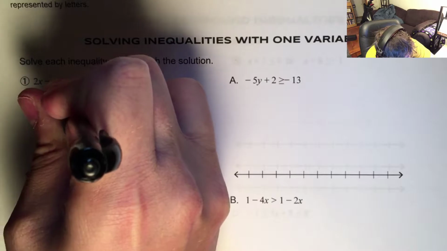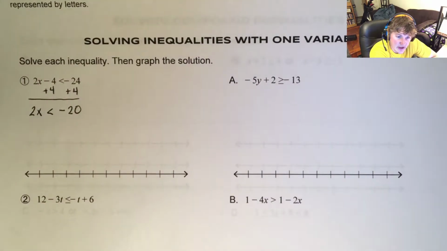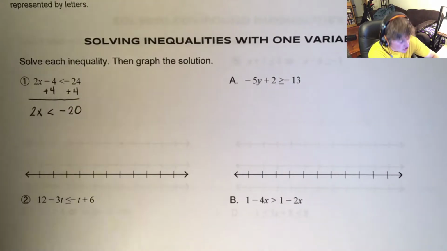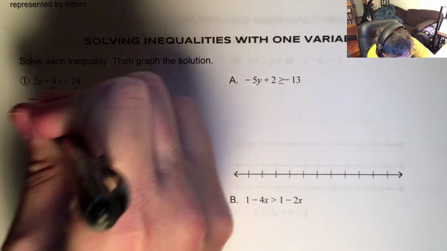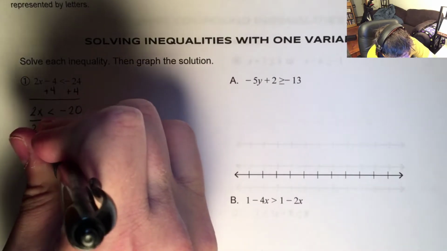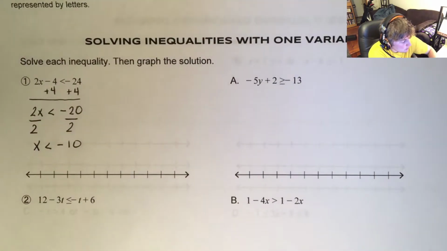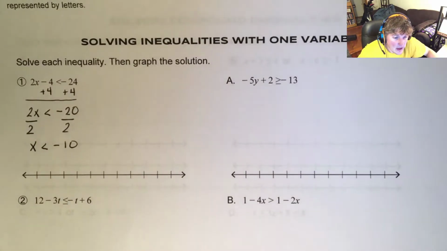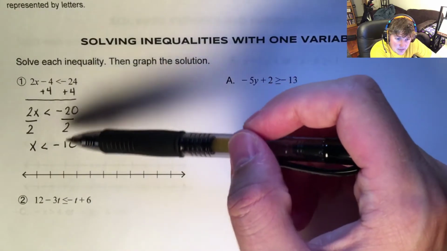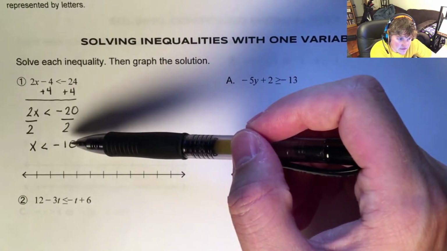All right, so if I add 4 to each side to undo that minus 4, I get 2x is less than negative 10. Hopefully we know at this point that 2x means 2 times x. If I want to undo multiplication, I'm going to divide. Then I am left with x is less than negative 10. So what does this mean? This means if I want x values that keep the top inequality true, I need to pick x values that are less than negative 10.